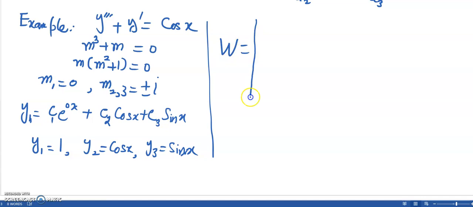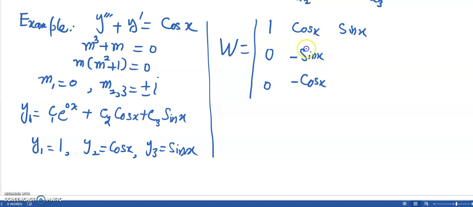The Wronskian will be then 1, cosine of x, sine of x, so 1 0 0, because the derivative of that will be 0, and then 0, then cosine minus sine x, minus cosine x. The second derivative is minus cosine of x, the first derivative is cosine of x and then minus sine of x. So what will be the determinant of that?